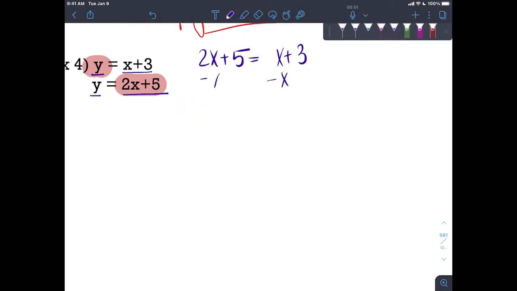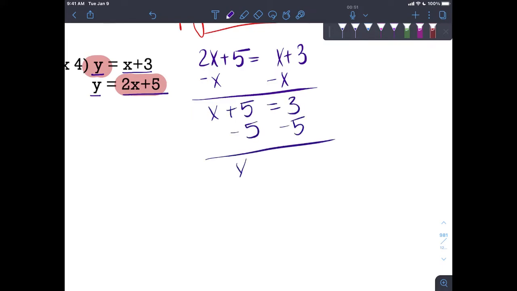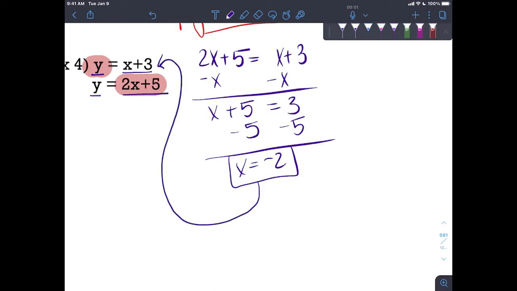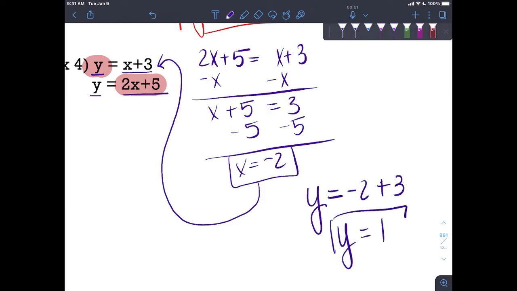I'm going to collect all my x's together. I'm going to do my exciting move. And no great divide here. I'm done. I found my x. Now I'm going to plug it back into the easier one. I found my solution. This is a consistent independent located at negative 2, positive 1.